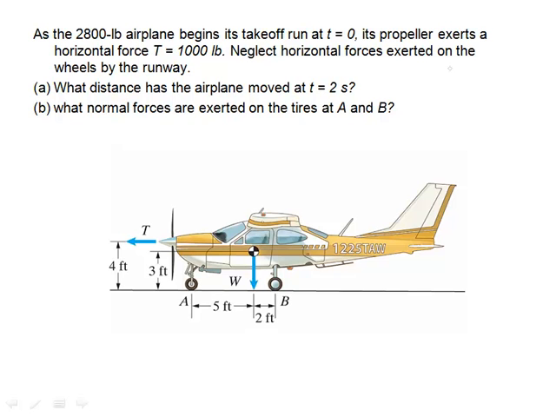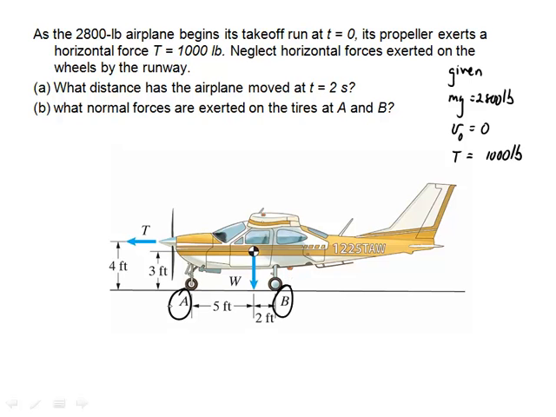Let's take a listing of what we're given. So we know that the weight of the airplane is 2,800 pounds. It begins its takeoff at t equals 0, so if it's beginning its takeoff, that would imply the initial velocity is equal to 0, at time t equals 0. The horizontal force T, this is the thrust of the engine, is equal to 1,000 pounds. And we're going to neglect other horizontal forces, for example, on the wheels by the runway or air resistance on the rest of the craft. And then what we're looking for is the distance the airplane has moved in 2 seconds, and the normal forces exerted on the tires at points A and B.